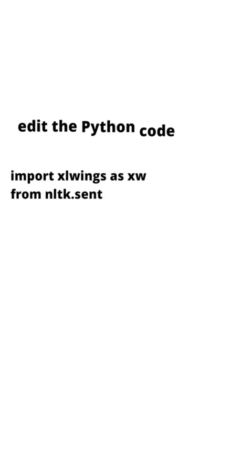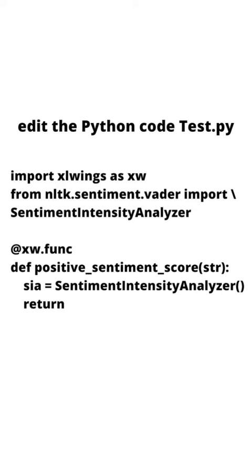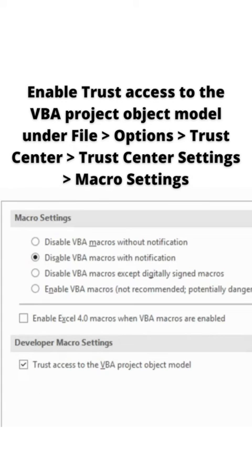In the Python test.py code file, import xlwings, also import the SentimentIntensityAnalyzer, and define and implement the function that will be called by Excel, which takes a string as an argument. Declare an instance of the SentimentIntensityAnalyzer, and then return the positive score which has been produced by calling the polarity_scores method. In the Excel workbook, enable trust access to the VBA project object model.